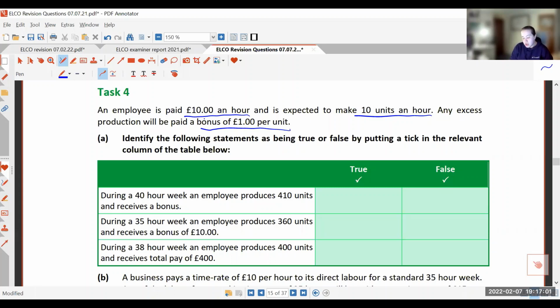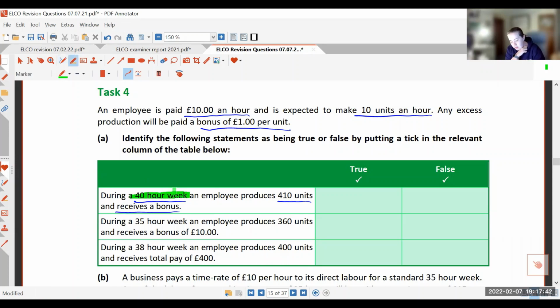To start off with, we are told that they have worked a 40-hour week and they've produced 410 units and they've got a bonus. So we're just deciding whether they have done enough. I will go through this first one with you before I ask for any input, but then as we move on to the second and third ones, I'll maybe ask you to start thinking about it a bit earlier. The first thing that I would do on a question like this is look at the hours that they've worked.